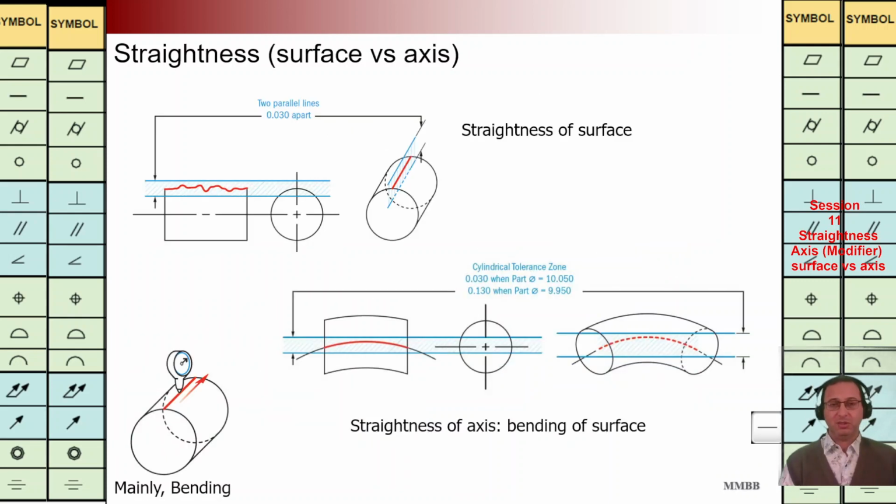Here I'm going to compare the straightness of surface and straightness of an axis. As we can see for the surface, we are going to talk about the surface. This line goes up and down, this wavy line on this surface. But whenever we are going to talk about the straightness of the axis of the pin, we can say we are going to talk about the bending of that pin, as it is shown in this figure.